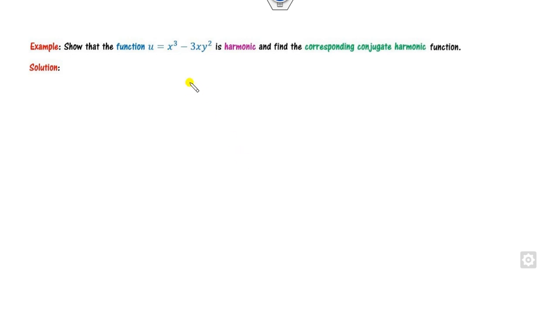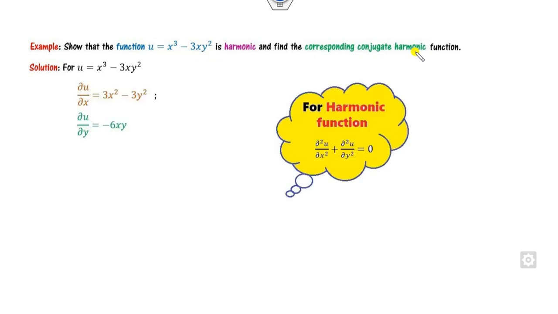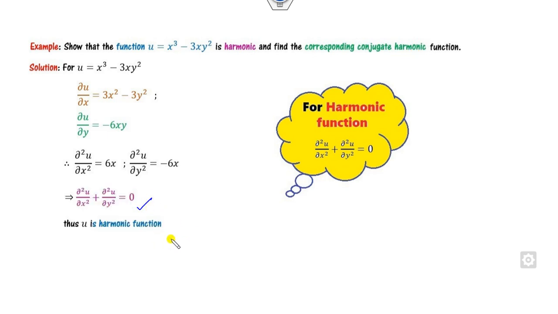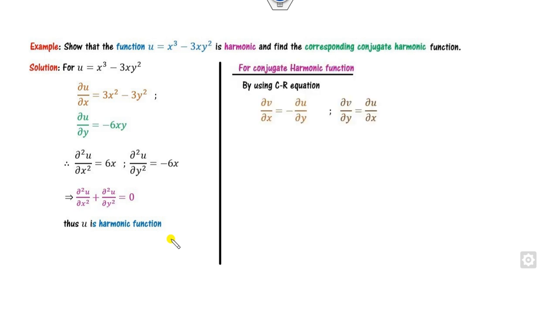Look at another question. Show that the function is harmonic and find the conjugate harmonic. The first part is very simple. You can simply take the partial derivative two times and you can see the sum is 0, so it's a harmonic function. For the conjugate harmonic function, again we are using this CR equation.